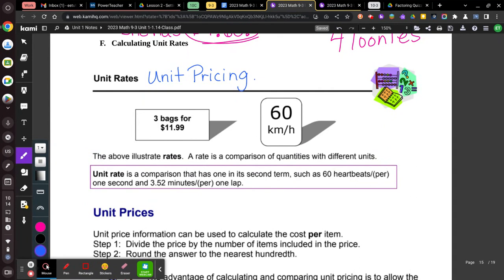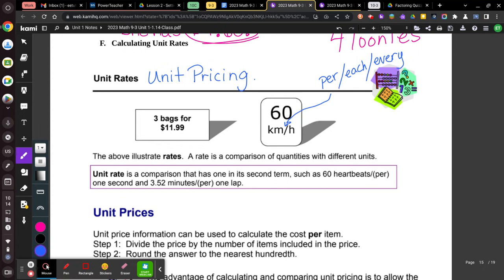The things they use is, for example, this slash sign. Whenever you see that slash sign, it means the word per, each, every. So for example, 60 kilometers per hour, or 60 kilometers every hour. Okay, that's what that means. So it says 3 bags for $1.99. I wanted to find out how much one bag would cost. So there's a way we do this.